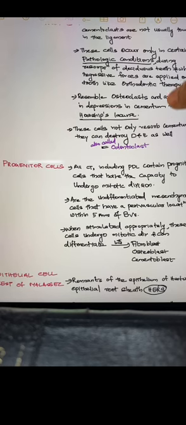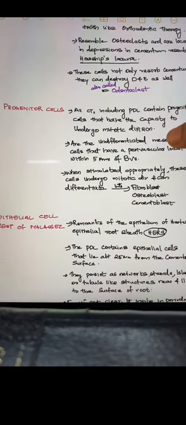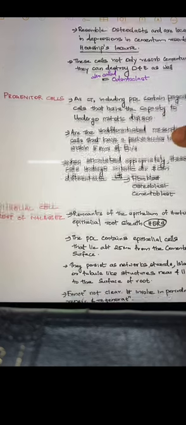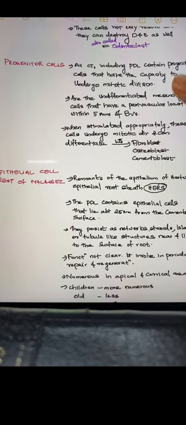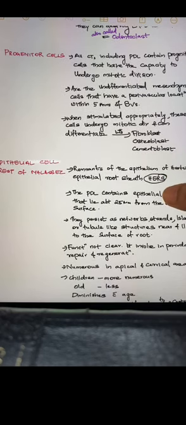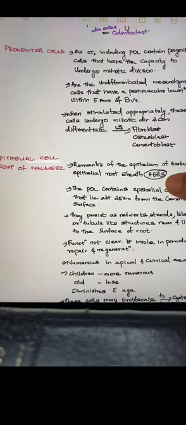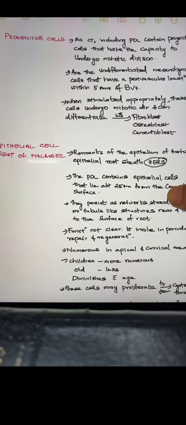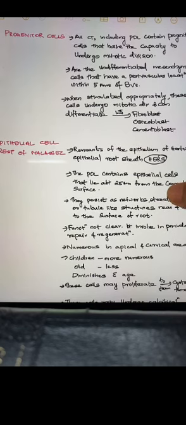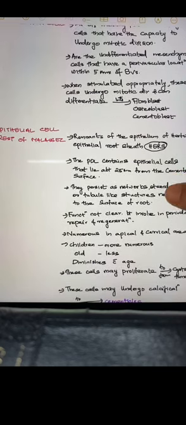This is also called the odontoclast. The next is the progenitor cells. All connective tissues, including the periodontal ligament, contain progenitor cells which have the capacity to undergo mitotic division. These are undifferentiated mesenchymal cells that have a perivascular location, within 5 micrometers of blood vessels. When stimulated appropriately, these cells undergo mitotic division and can differentiate into fibroblasts, osteoblasts and cementoblasts.